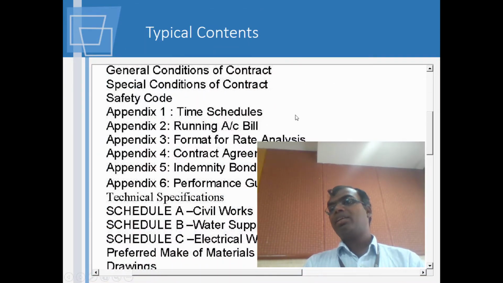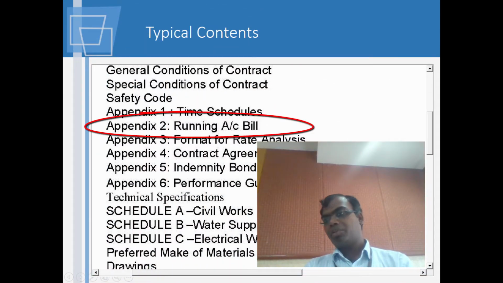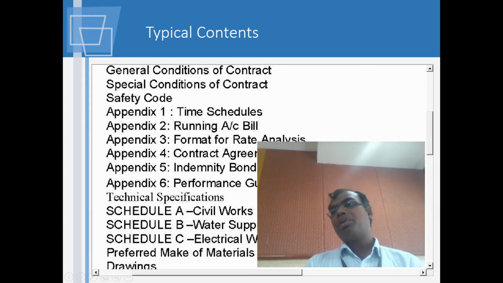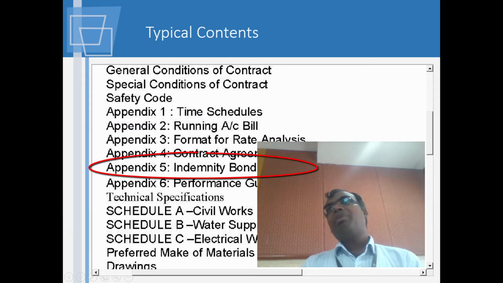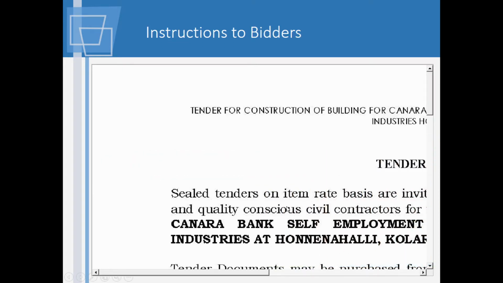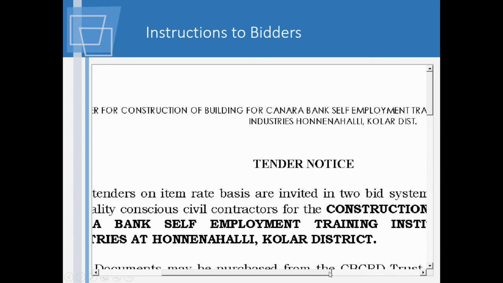Then we were talking about the running bills. So here again they are giving a format for the running account bills, and that one I will show. The rest of the things, for example, we talk about indemnity bond, performance guarantee. So all those formats are also given. So here you just see, the first thing is the call for tender. So they are saying sealed tenders are required on item rate basis.